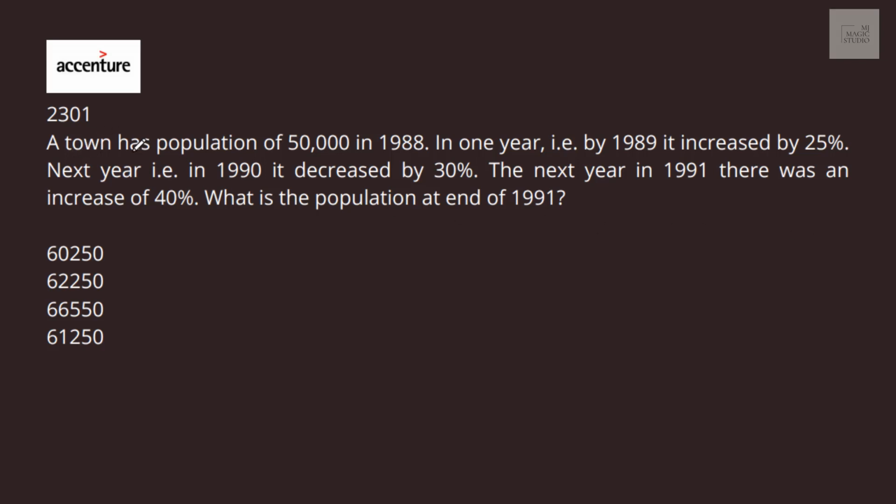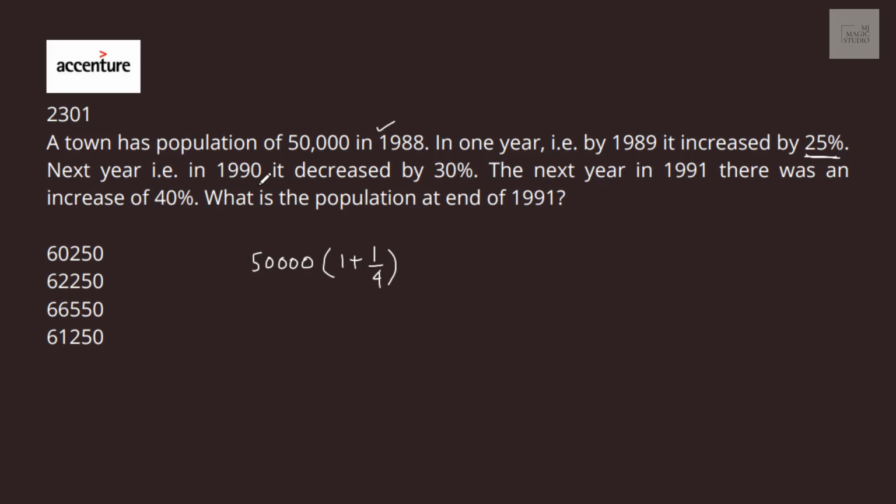A town has a population of 50,000 in 1988. In 1 year, that is by 1989, it increases by 25%. So at the end of the first year, that is by the end of 1989, it should be 50,000 into (1 plus 25%, which is 5 by 4 in fraction).